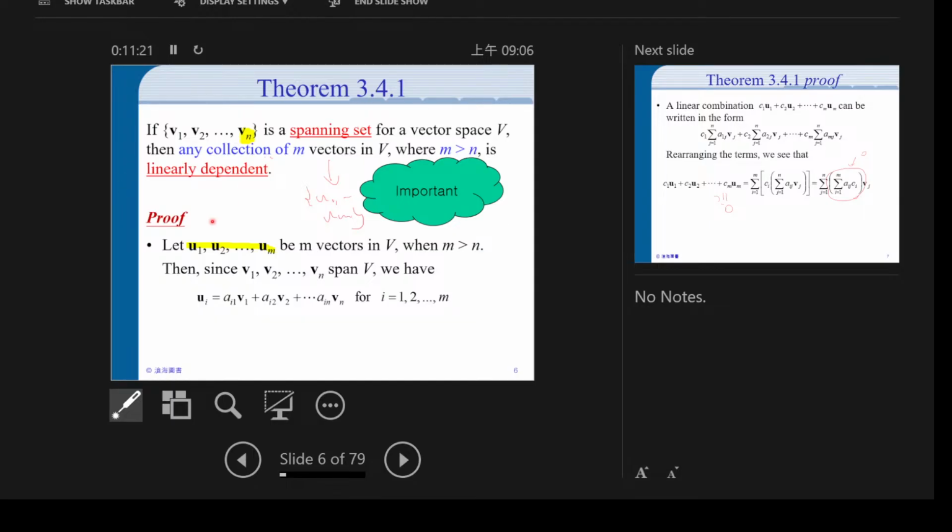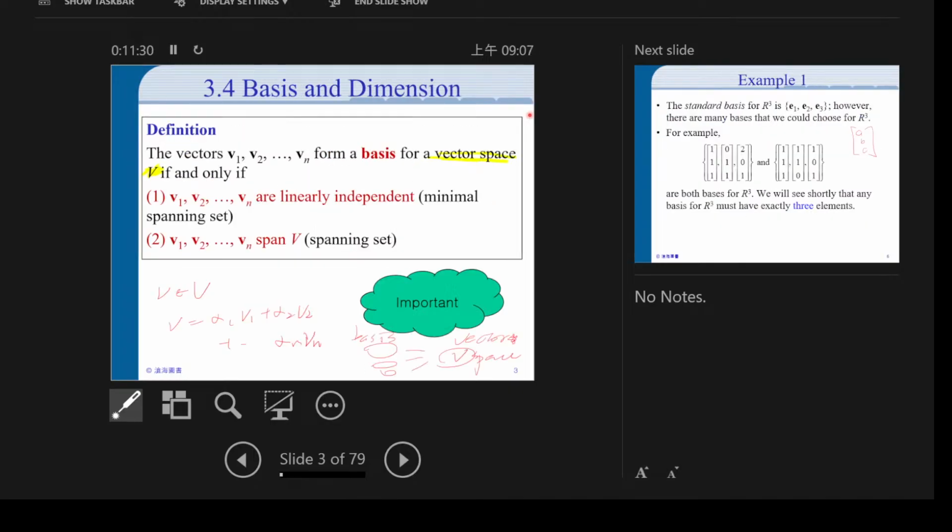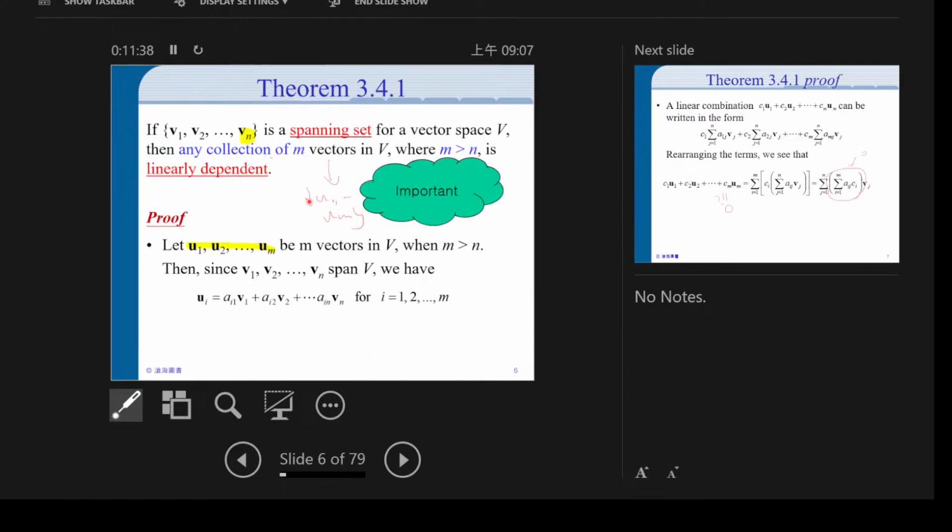Okay, and below is a spoiler: we are going to use this to show that this U1 to UN is not going to be a basis for V. As we say, if a set of vectors is a basis, they need to be linearly independent. Because this set of U is linearly dependent, they are not a basis. Okay, let's start with the proof.